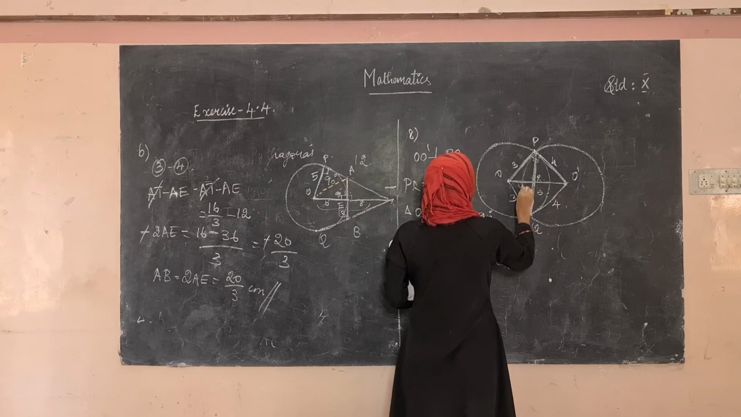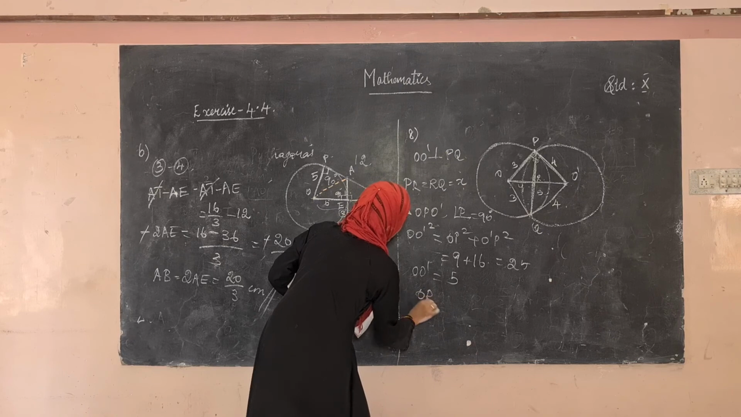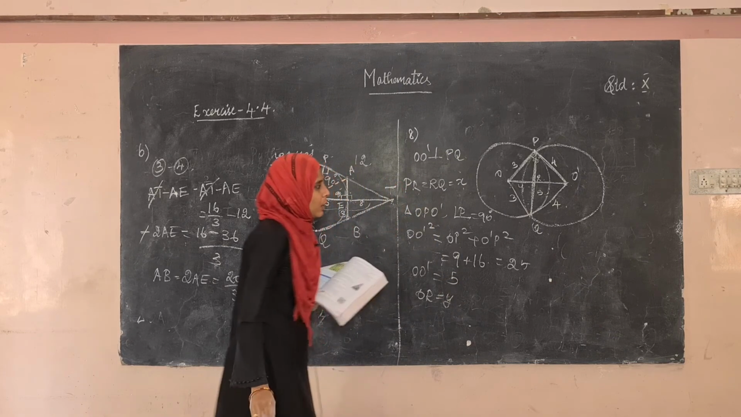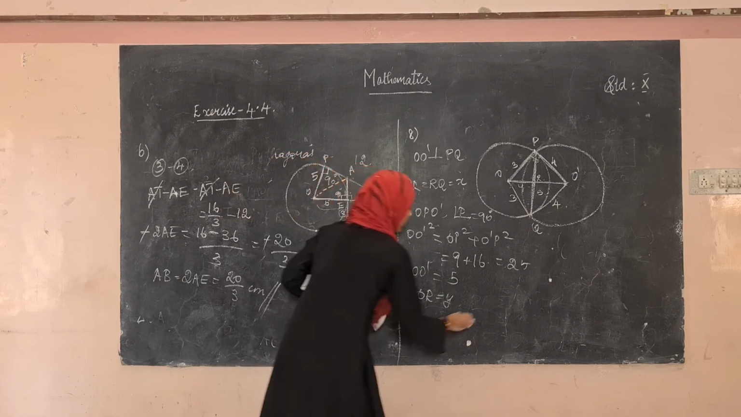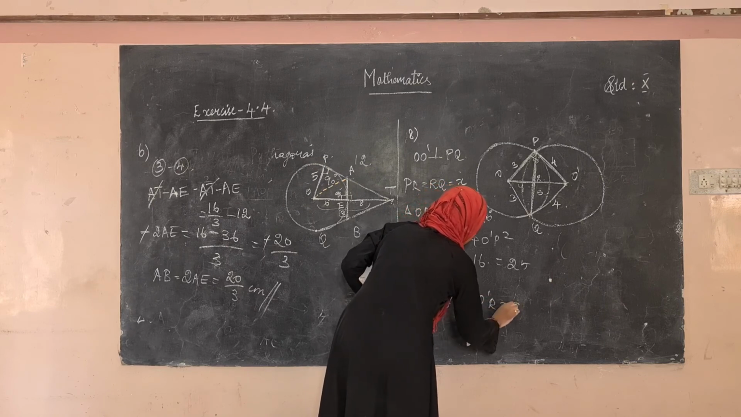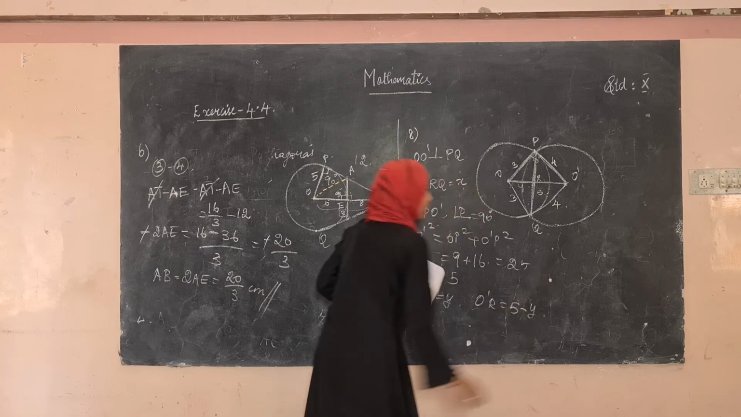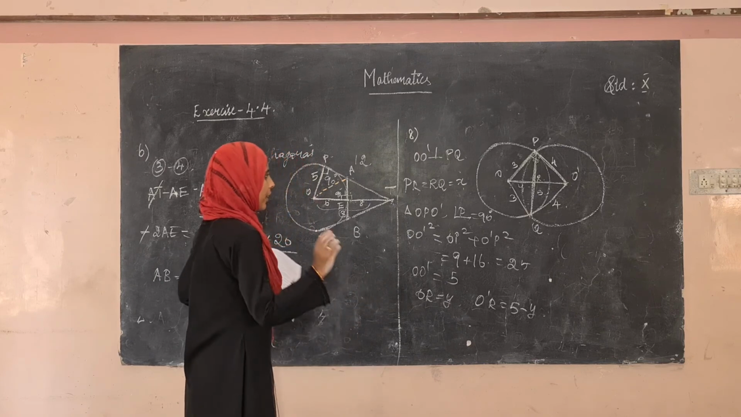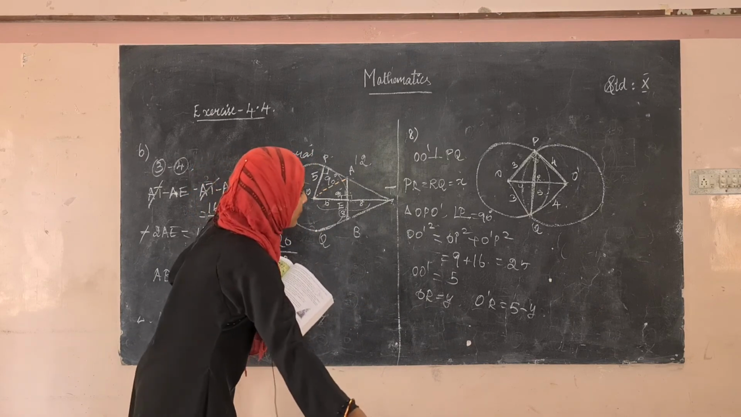Okay, now let us take OR as Y. Then what happens to the O dash R? It will be 5 minus Y.